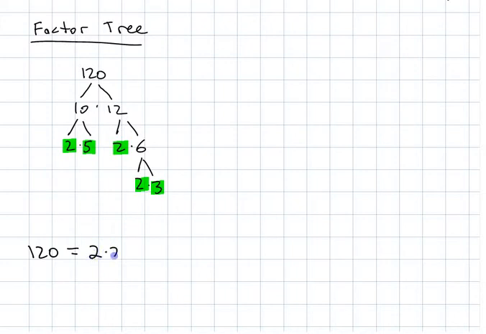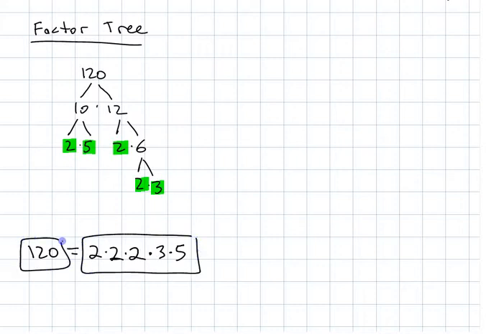3. So put them all first. 2 times 2 times 2. Then what's the next biggest one? 3. And then the last one is a 5. What you're saying with your factor tree is you're saying those 5 numbers multiply out to 120. You can work with pretty big numbers this way.